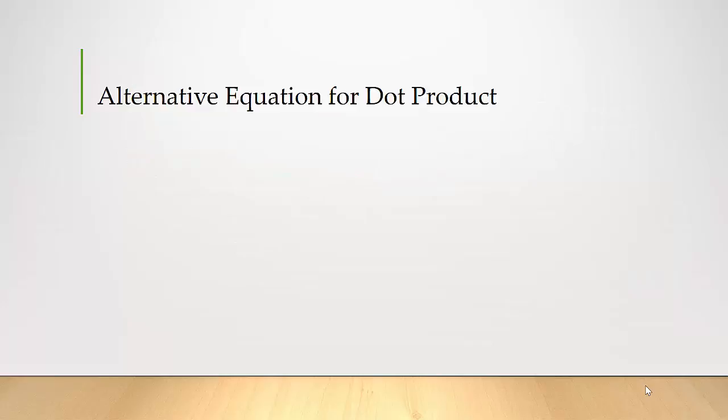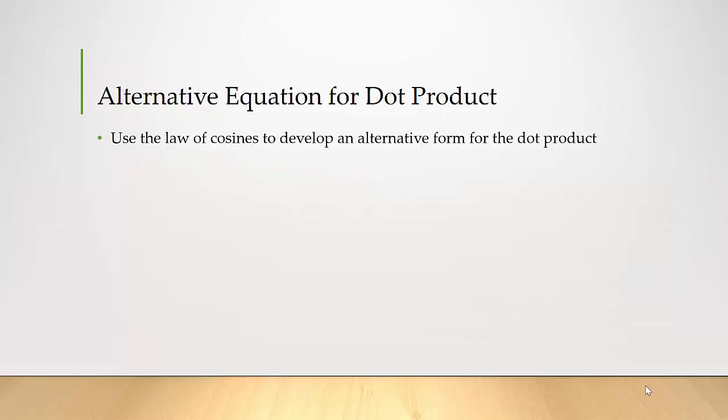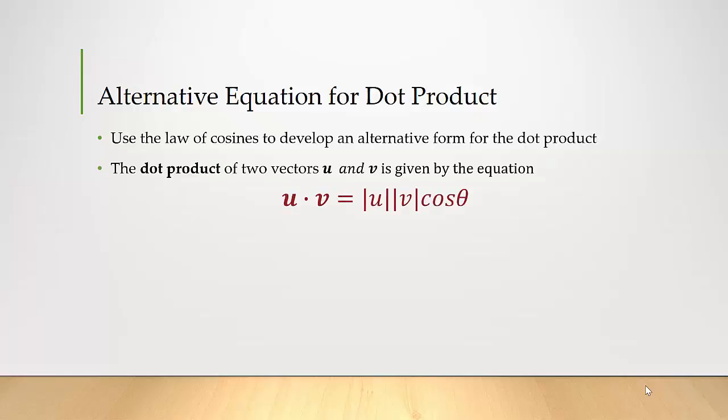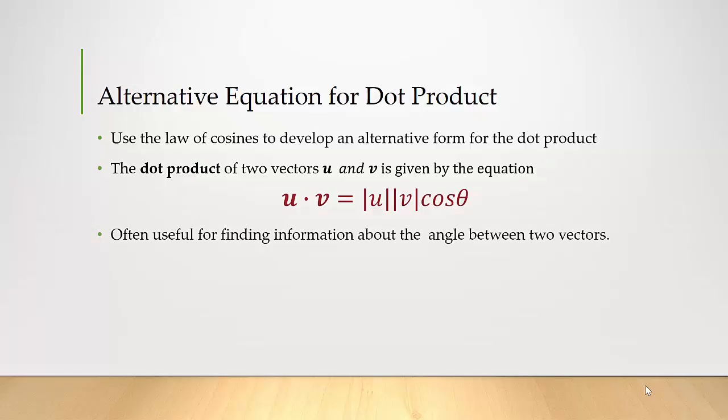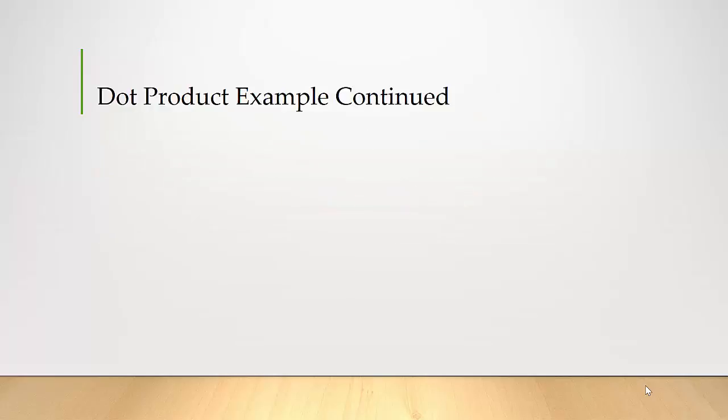Now, there's an alternative equation for the dot product, and we use the law of cosines to develop this. We won't go into this in this video, but if you're curious, you can look at this later. So the dot product of two vectors u and v can be given by the equation u dotted with v equals the length of u times the length of the vector v times the cosine of the angle between those two vectors. And often this is a useful equation if we want to determine the angle between two given vectors using this information.